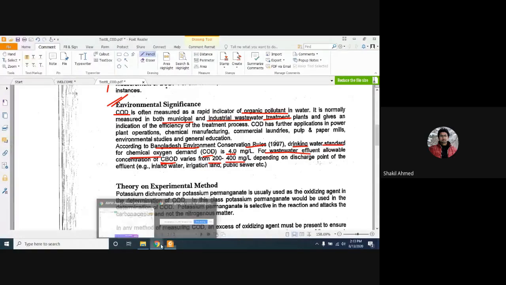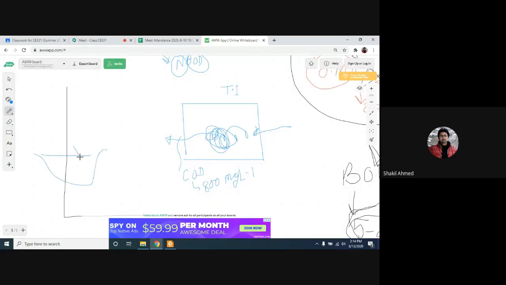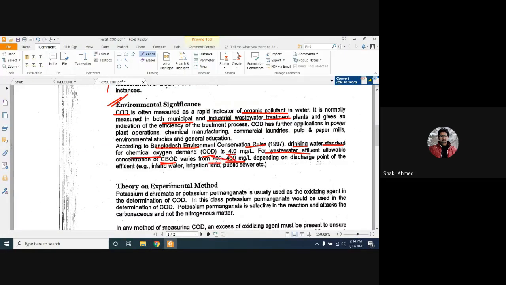Now, I want to give you an example which will hopefully make it crystal clear for you. For example, this is a textile industry. They take water and use it in the processing of textile, and after the processing they have the wastewater. This wastewater has very high COD, maybe 800 or 1000 milligram per liter. But if you want to discharge this water into a river, can you discharge it? What is the limit? 200 to 400. You cannot discharge it.